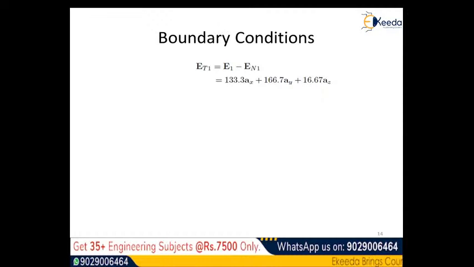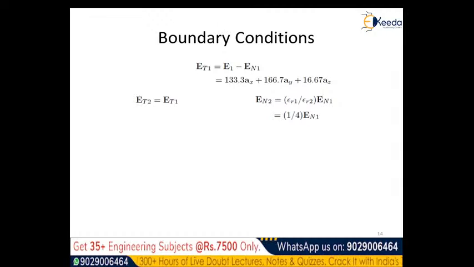Now according to the boundary condition, Et2 is equal to Et1, and En2 can be obtained as epsilon R1 upon epsilon R2 multiplied by En1. So this becomes 1 upon 4 En1, because in the problem statement epsilon R1 is equal to 2 and epsilon R2 is equal to 8. So 2 by 8 is nothing but 1 by 4.